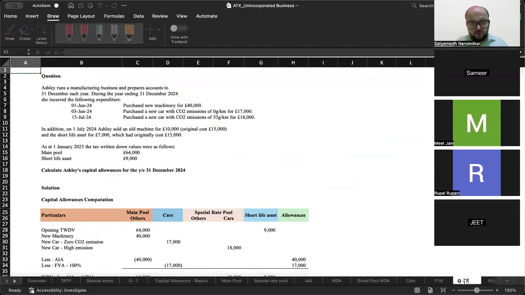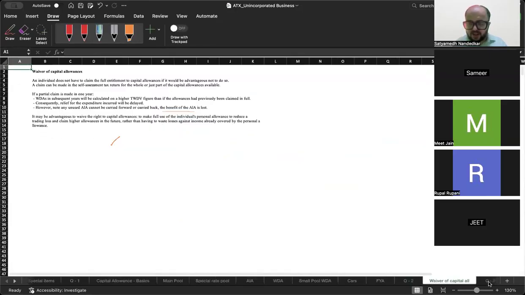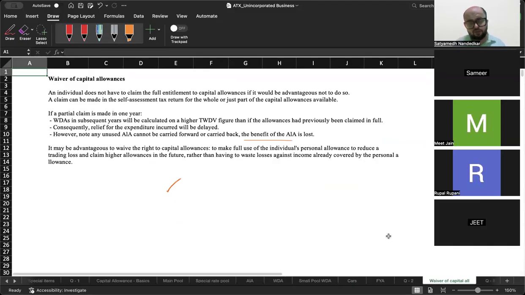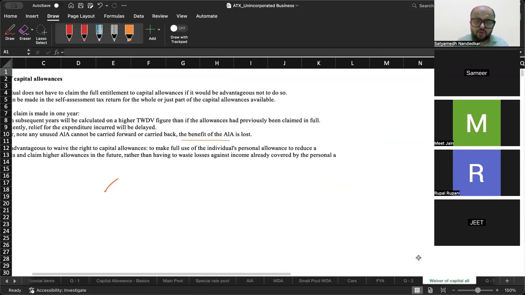Okay, now if you want questions for practice, these are included in the sheet. It depends on the businesses to claim capital allowances or not. If you decide not to claim capital allowances in the current year, leave the current year, go and claim it in the next year. So let's assume that the WDA at the start of the year was 1 lakh, and this year you have pretty much made a loss. There is a tax loss in the current year.